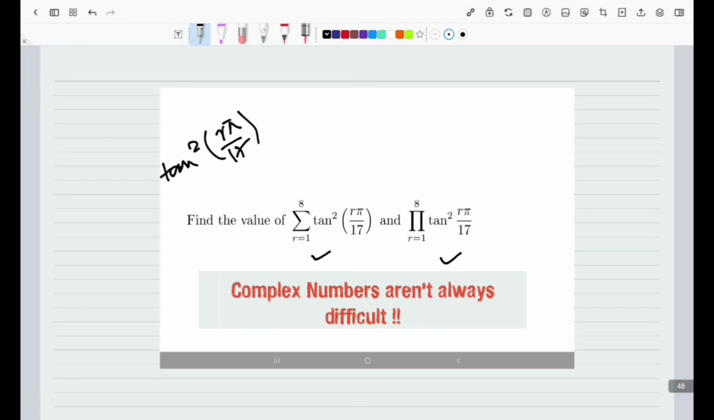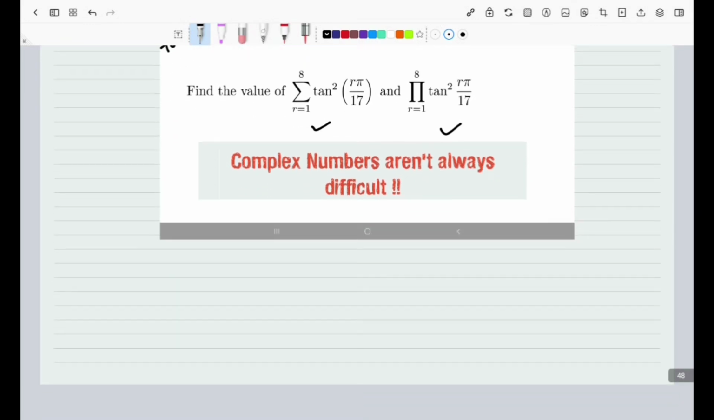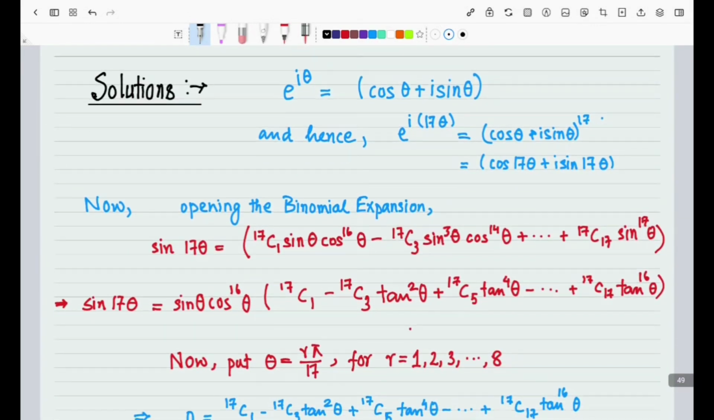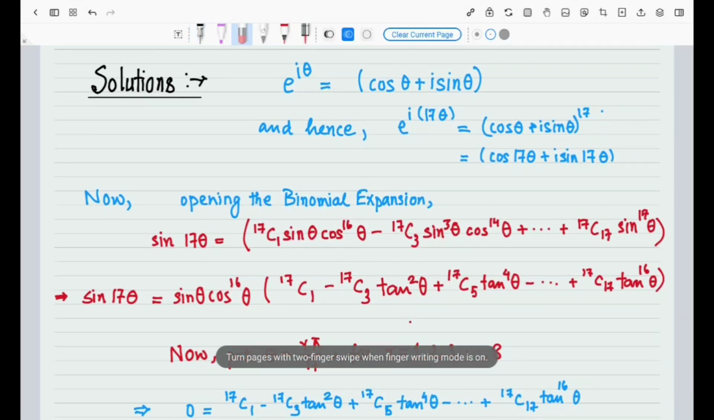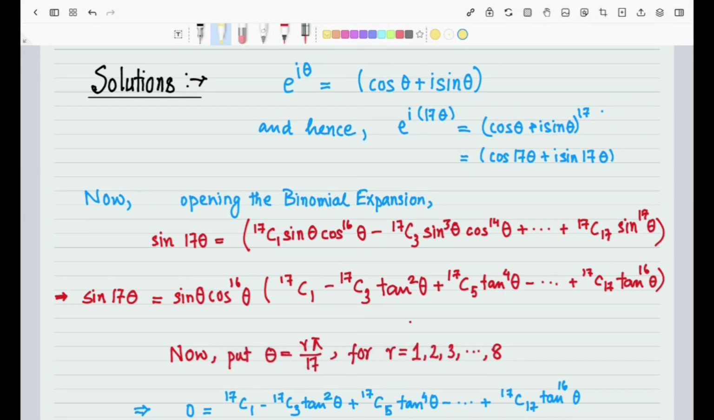Now moving on to the solution. There are a lot of things written on the board, so just follow my lead and it will be very easy for you. I have simplified the Euler form of the complex number so that those who don't know about it can become familiar with it.